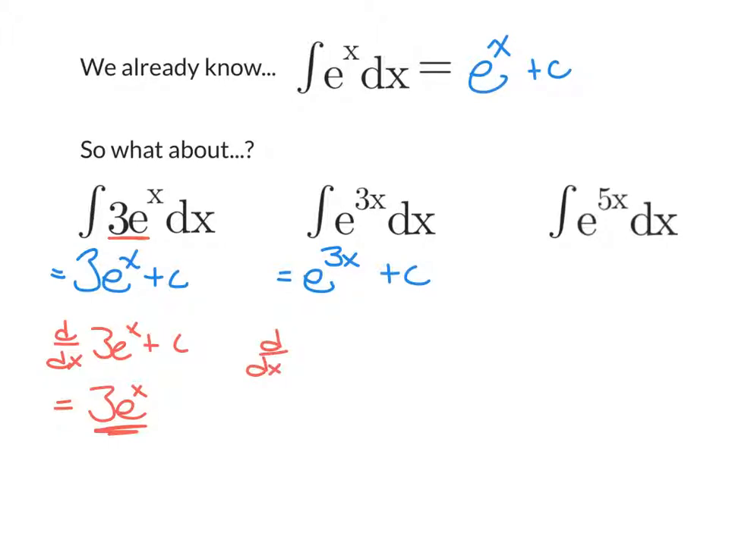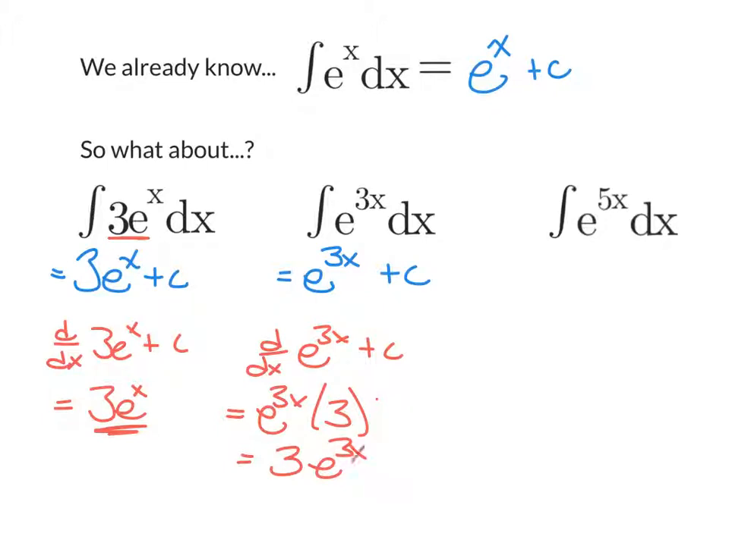So we're going to take the derivative of e to the 3x plus c. And when we get to that e to the 3x, we're going to have to use a chain rule because we have that 3x inside of e to the x. So the derivative of e is going to be e to the 3x. And then the derivative of 3x is 3. The derivative of the constant, of course, is 0. So we see that our derivative is going to be 3e to the 3x, which is not the same as our integrand. Our integrand was just e to the 3x, and we got 3 times e to the 3x.